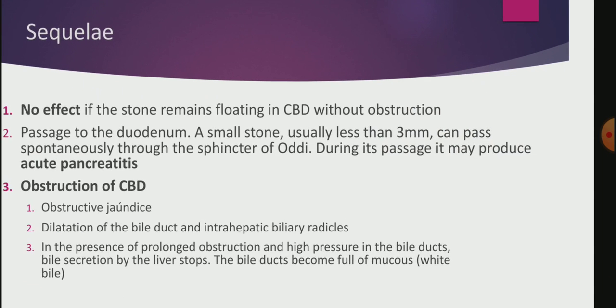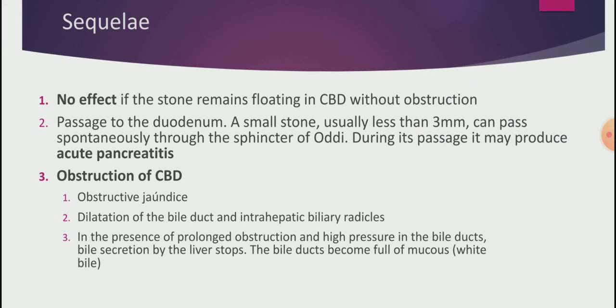Sequelae: if the stone in the common bile duct is floating, there is no effect. On passage to the duodenum, a small stone, usually less than 3 mm, can pass spontaneously through the sphincter of Oddi. During passage, it may produce acute pancreatitis.